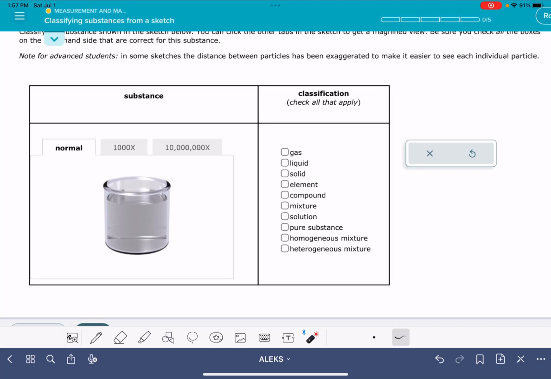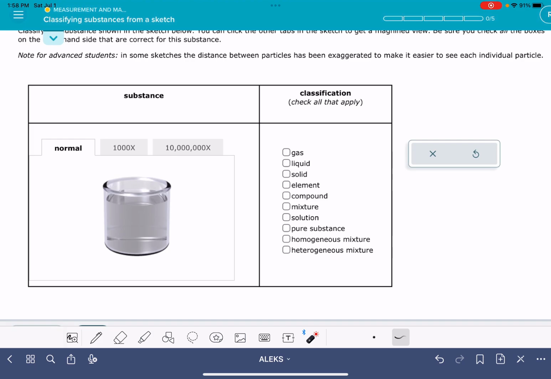In this video, I'm going to give you some tips for solving the ALEKS problem called classifying substances from a sketch. This problem is going to start out by showing you something from what it's calling the normal view, just a regular perspective. From this particular screen, you're going to classify this substance as either a solid, a liquid, or a gas just based on common sense. And looking at this, that is clearly a liquid.